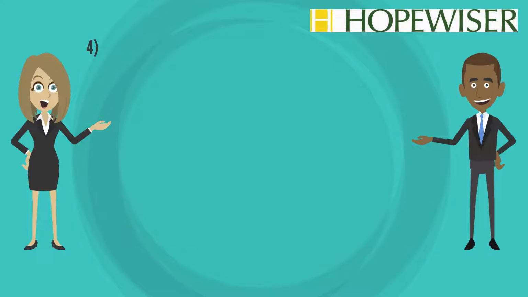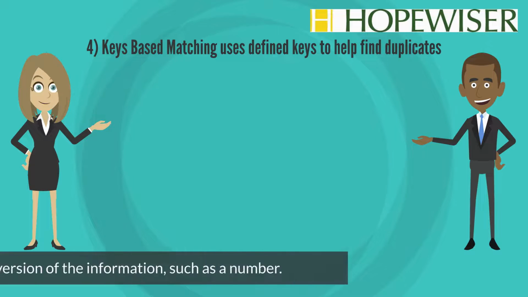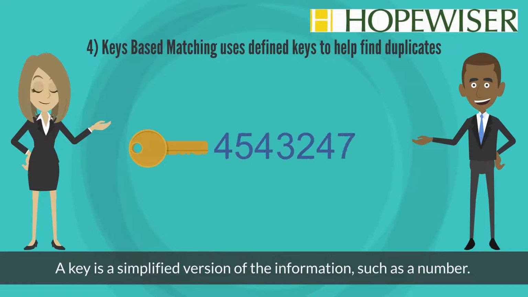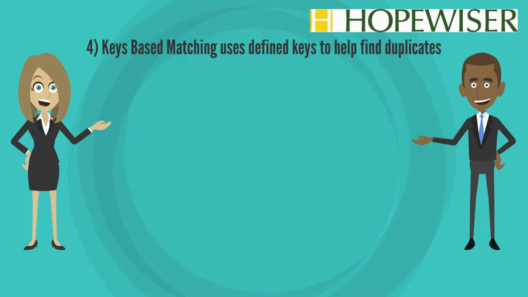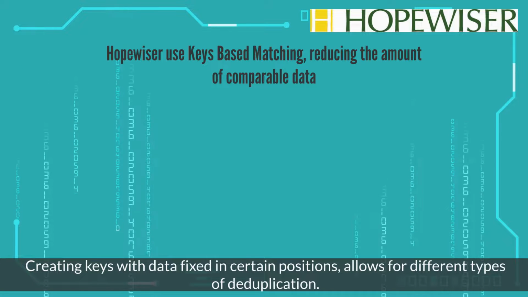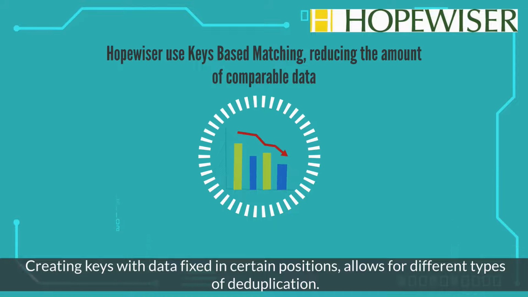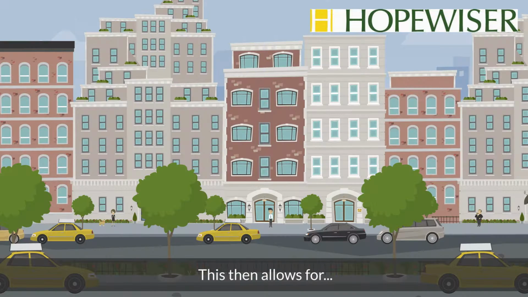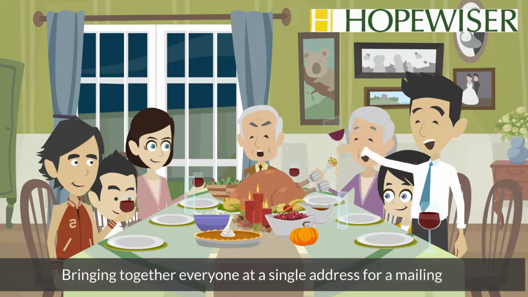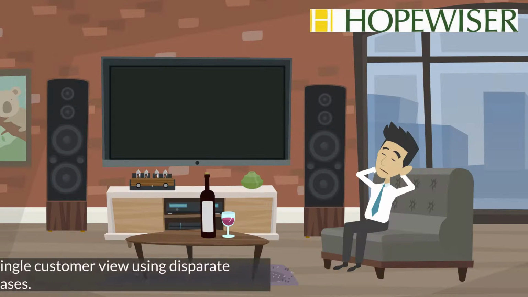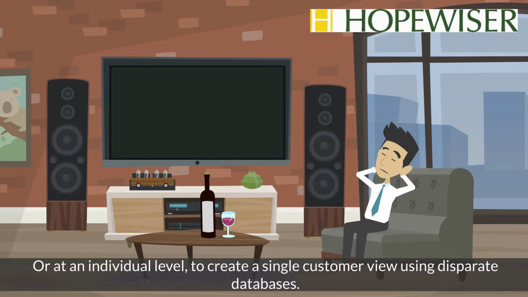Hopewiser uses all of these methods, but adds a fourth layer, keys-based matching. It identifies required elements and how to process them in full or reduced forms. Our keys-based matching system takes strengths from each method, using defined keys to find duplicates and reduce the amount of comparable data. This then allows for bringing everyone together at a single address for a mailing, or at an individual level if you want to create a single customer view.